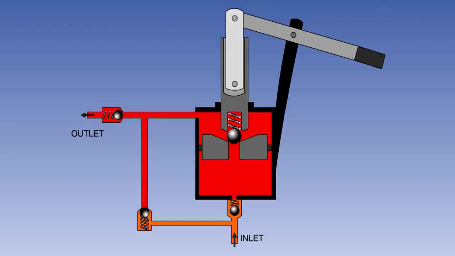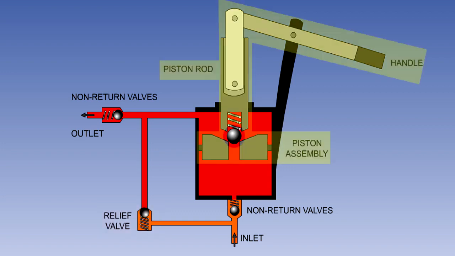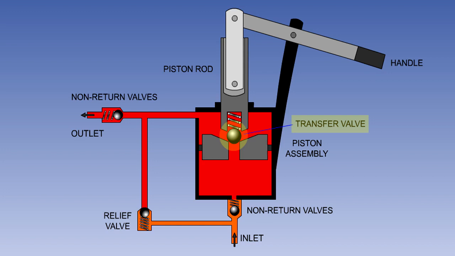The hand pump is usually a double-acting pump, delivering oil on both strokes in a very compact body. It incorporates non-return valves and a relief valve, which can be set to relieve at any required pressure. Typically, this is about 10% above normal system pressure. The piston assembly is connected to the operating handle by the piston rod. In the centre of the piston, there is a transfer valve, which is spring-loaded to the closed position.